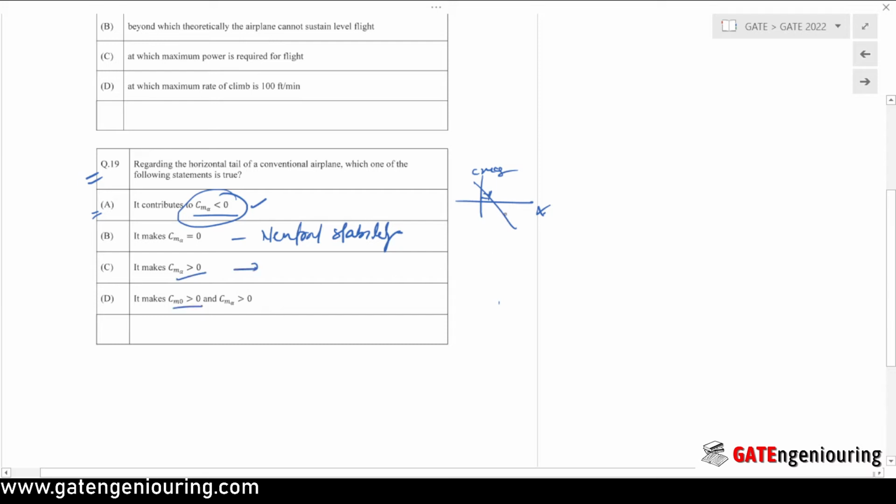If Cm naught, which is this value, is positive and the slope is also positive, you can see that if you extend this to this side, its alpha trim also is negative, which means it is not good for handling as well as not good for stability. So all of these three options are incorrect and this is the correct option.